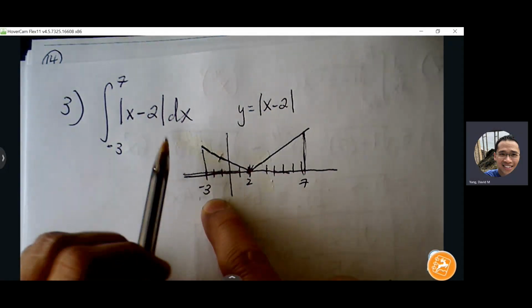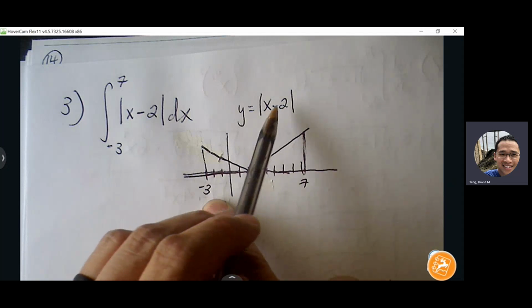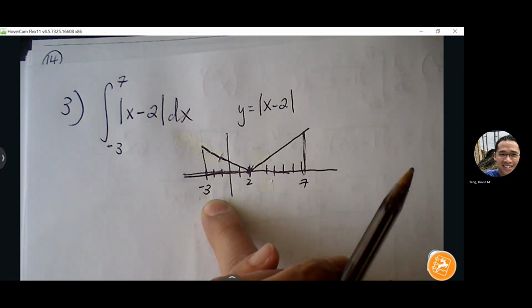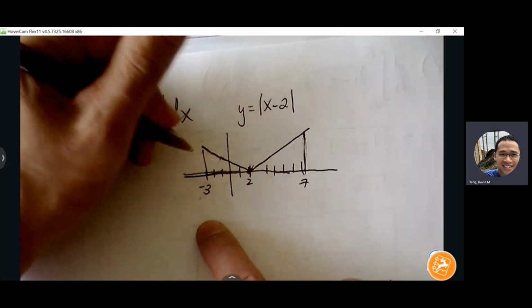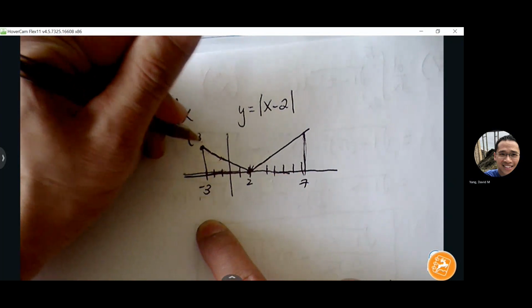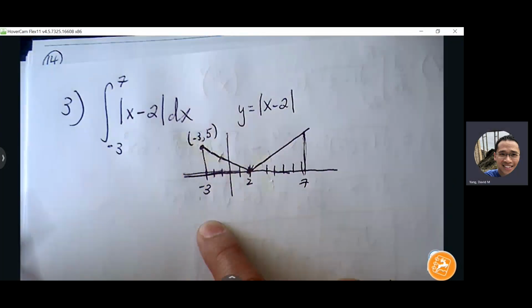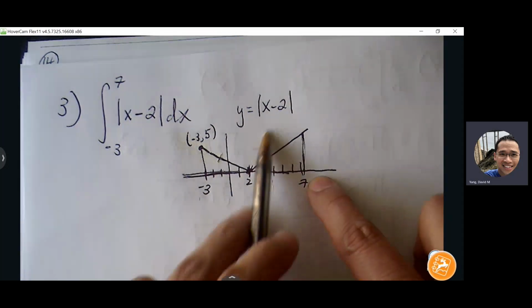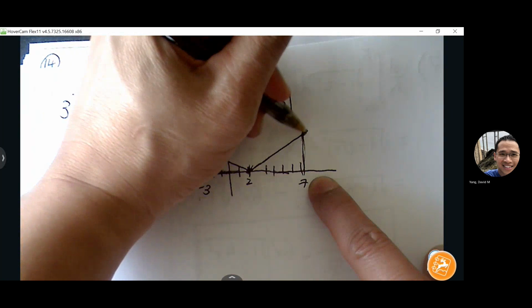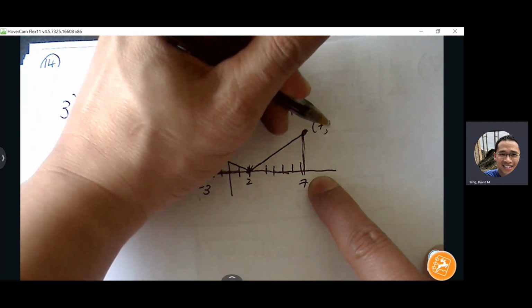Okay, plug -3 into the function. -3 minus 2 is -5. The absolute value of -5 is 5. Plug the x value into the function. Plug 7 in for x. What's the y value?